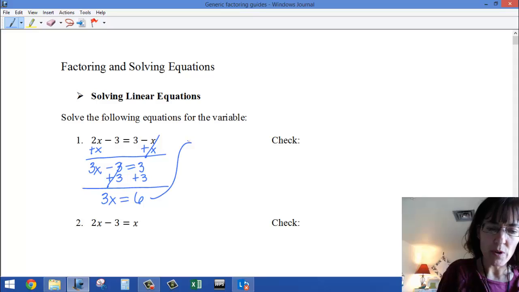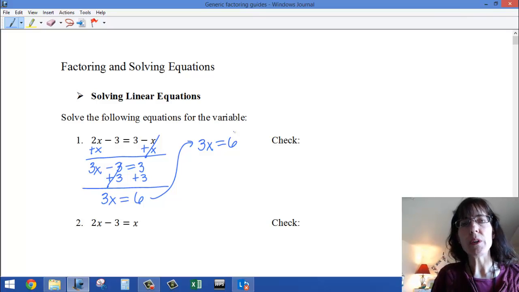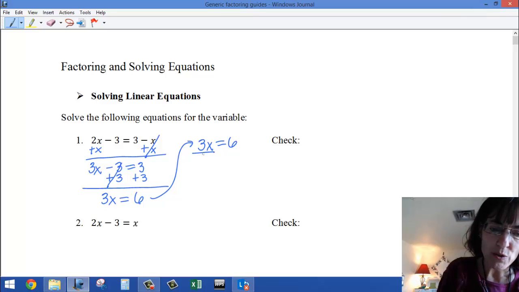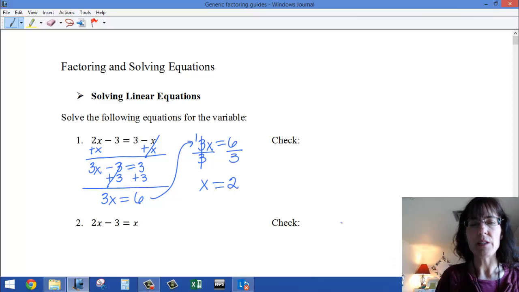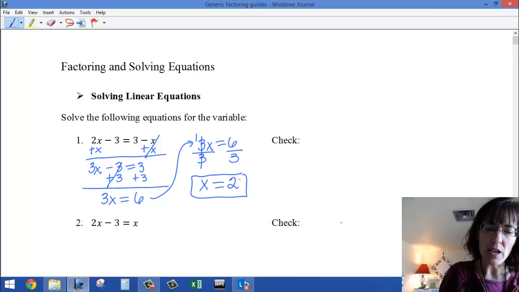I'm not quite done, so I'll rewrite it up here where I have a little bit more space: 3x equals 6. And then what I want to do is get the x by itself. So the next thing I need to do is divide by whatever my coefficient is, which is the number part in front of the variable. If it's a fraction, I'll just multiply both sides by the reciprocal. But since it's just a whole number, it's easy enough to think of it as just dividing by that number. So I'll divide both sides by 3 here. 3 divided by 3 is a 1, so I have 1 times x, which is just x. And then 6 divided by 3 on the right-hand side is a 2. So my solution is x equals 2.